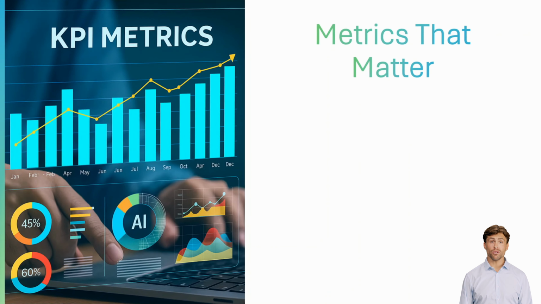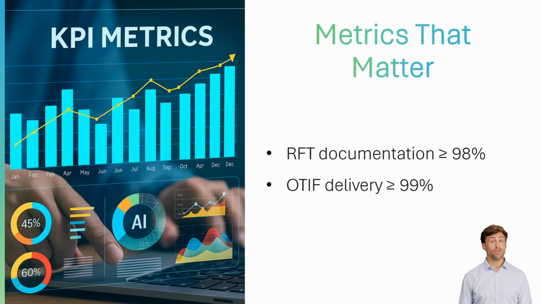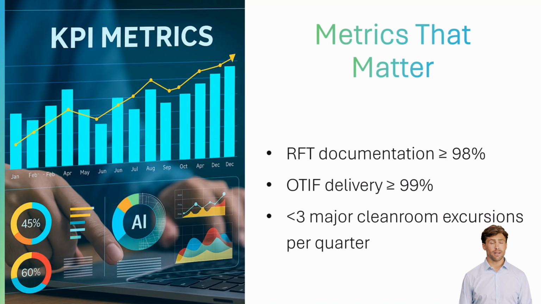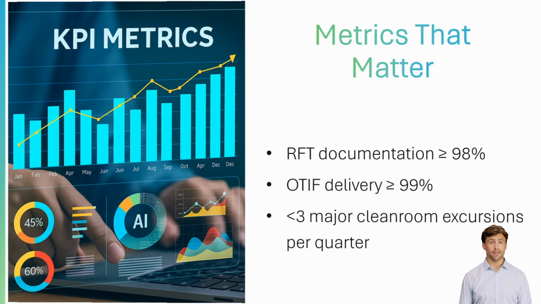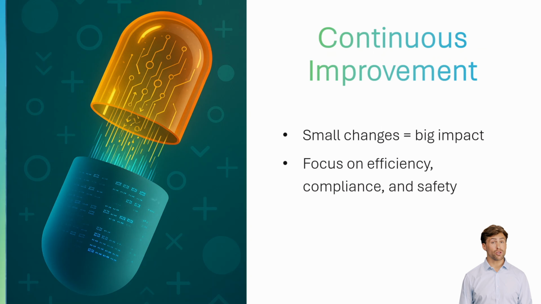To measure success, you track things like right first-time documentation, on-time in full delivery, and clean room environmental data. These numbers show how the system is working and where you can improve. Even small changes make a big difference. Swapping paper logs for digital, updating workflows, or improving a transfer step can all add up. One change might save a minute per batch. Multiplied over the year, that's real impact.